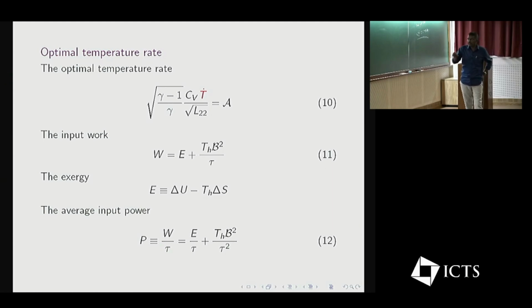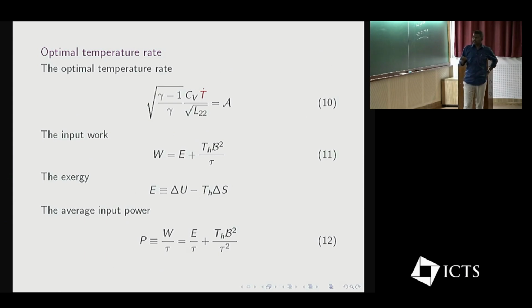For this optimal temperature rate, we can calculate the input work as well as the input power. Here E is the exergy. Actually, it is defined for the heat engine. Here, with a little bit of abuse of terminology, this is what we call the exergy. What it means is, we want to cool the system from initial temperature to final temperature. When the refrigerator works reversibly, then this is the minimum work required to cool the system. That's what we call exergy.